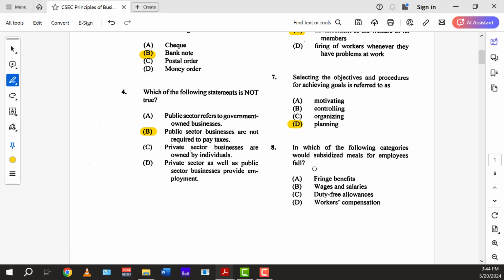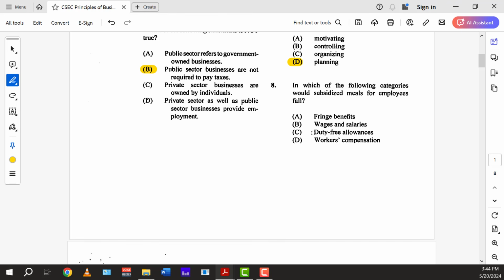Number 8, under which of the following categories would subsidized meals for employees fall? I swear this question has appeared on more papers than any other question. The answer is A, fringe benefits.